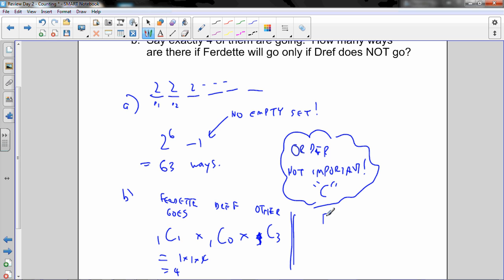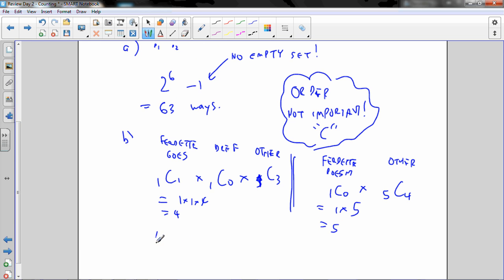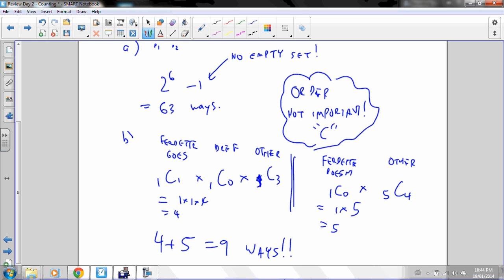But if Fredette doesn't go, so that means she's left out. And then it doesn't matter whether Dreff goes or not. So then I just have 5 people, and I'm picking 4 of them to go, right? So how many ways are to do that? Fire that into your calculator, just think about it. 5 ways. So either she goes or not, 2 different cases, rather. And that's exclamation, exclamation, not factorial, factorial, folks.